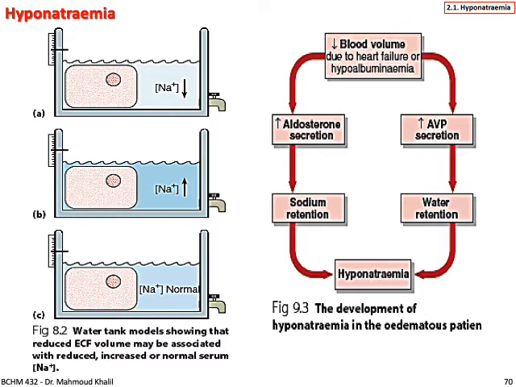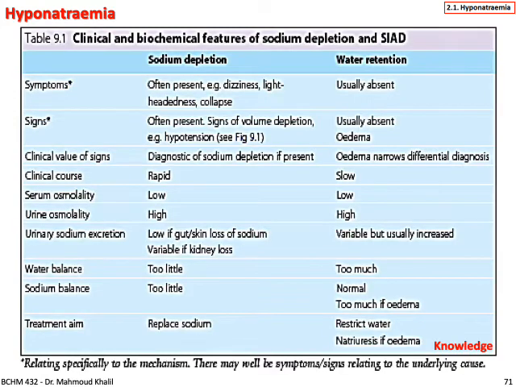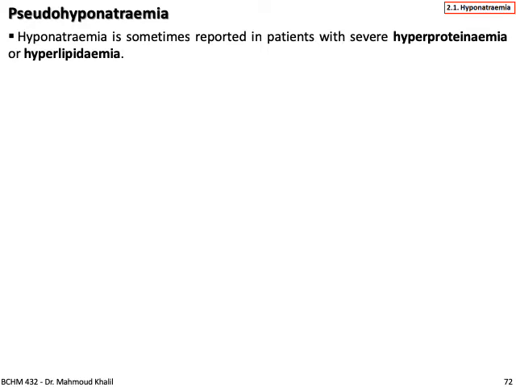Actually, the hyponatremia, as we said before, is controlled by aldosterone and AVP secretion, and their secretion is increased when the blood volume is decreased and sensed, due to heart failure, as we said before, or decreased albumin in the blood. This will cause sodium retention and water retention, leading to hyponatremia. This table is just for knowledge, to see the clinical and biochemical features of sodium depletion and SIAD.